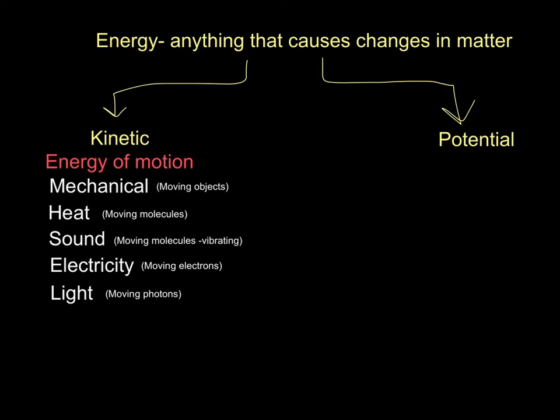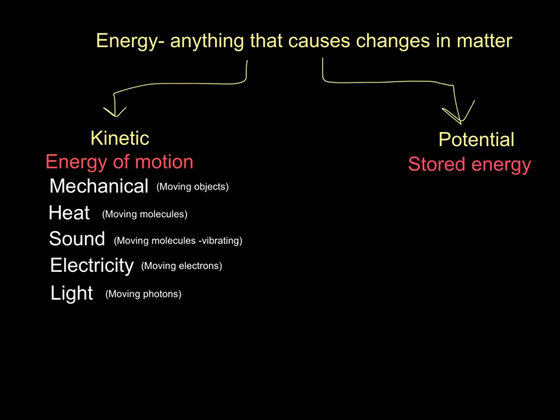So anytime something's moving, it has kinetic energy. The something can be something you can see with your naked eyes, or it could be molecules or atoms or photons that are moving. But sometimes energy is not the energy of motion. Sometimes it hides a little bit, and when it does that, we refer to it as potential energy. Potential energy is stored energy.